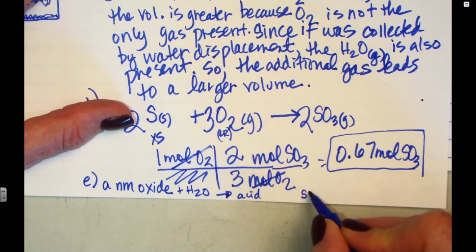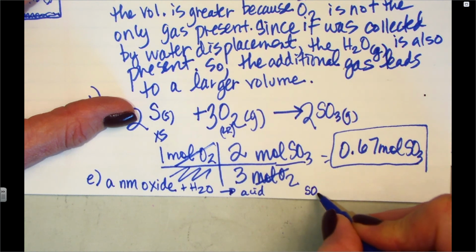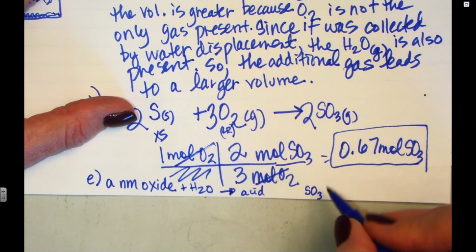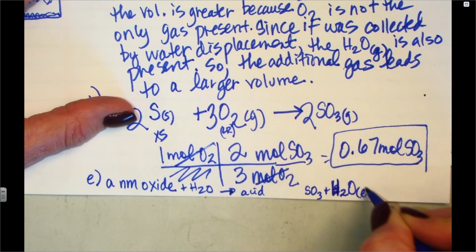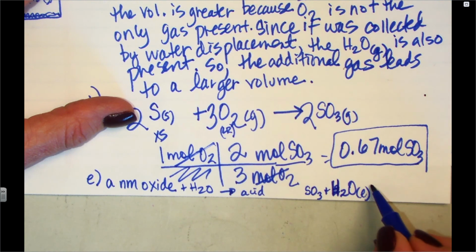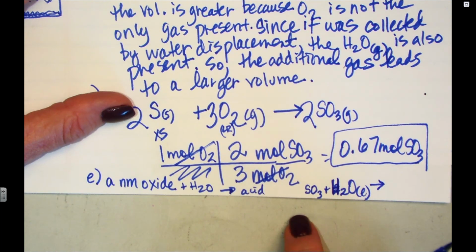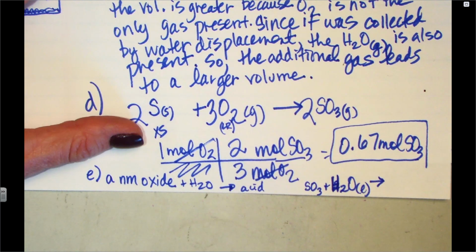But anytime you have a non-metal oxide dissolving in water, H2O, then it's always going to form an acidic solution. So in this case, it's going to form sulfuric acid. This is what happens with acid rain.